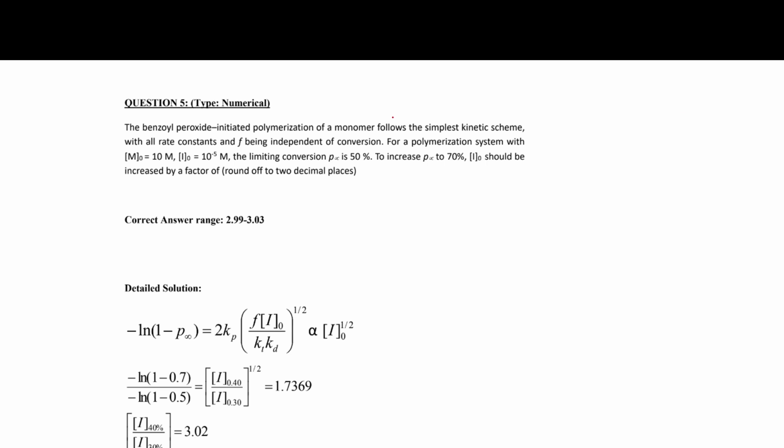Now similarly, we are doing some addition polymerization problems. From that, how the initiator concentration is related to the extent of reaction. If you remember this equation, you can easily get that the extent of reaction is related by this ln equation. From there you can easily calculate the ratio between the two initiator concentrations.